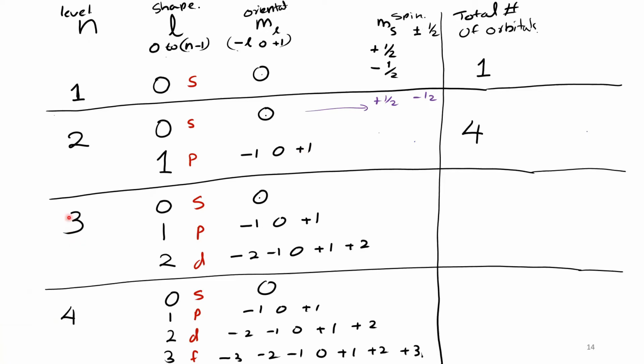Next one, in level three, how many do you have? It's one, two, three, four, five, six, seven, eight, nine. And then the next one, here, one, two, three, four, five, six, seven, eight, nine, 10, 11, 12, 13, 14, 15, 16. You have a total of 16 orbitals. Now, if you try to build some sort of numerical relationship between n and the total number of orbitals, do you think you can build something? When n is 1, total number of orbitals is 1. When n is 2, it is 4. When n is 3, it is 9. Doesn't this look like a relationship of n squared?